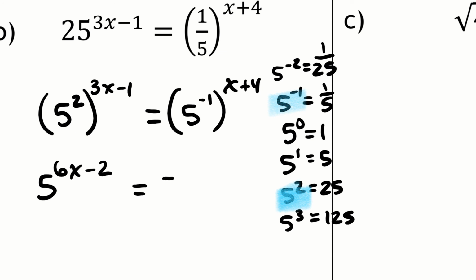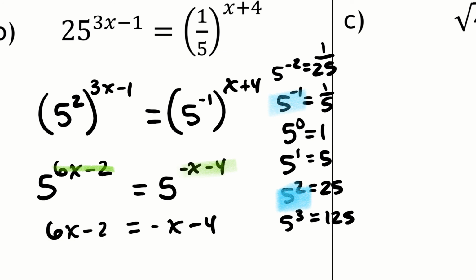On the other side, this is going to be 5 to the, guess it, what is it? Yes, you are correct, -x and then minus 4. Now that my bases are the same, they're both the number 5, the only way this statement can be true is if 6 times x minus 2 is the same as -x minus 4. So I'm going to set those powers equal to each other, right? 6x minus 2 has to be the same as the opposite of x minus 4.